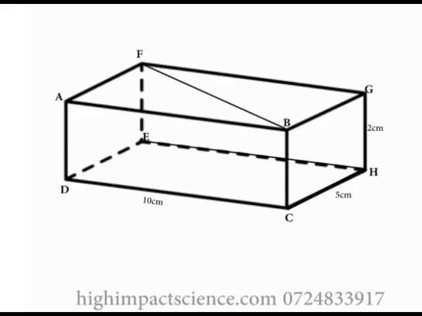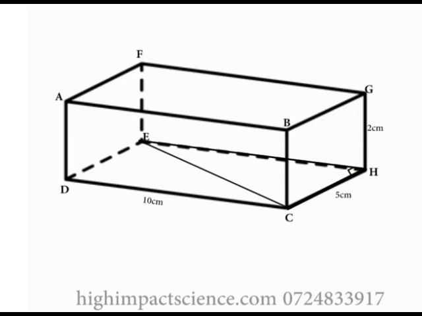For example, in this figure, lines FB and EH are skew. To find the angle between them, we translate any of them. If we project FB onto the plane CDEH, it will be mapped onto EC. And so we have a right-angled triangle.